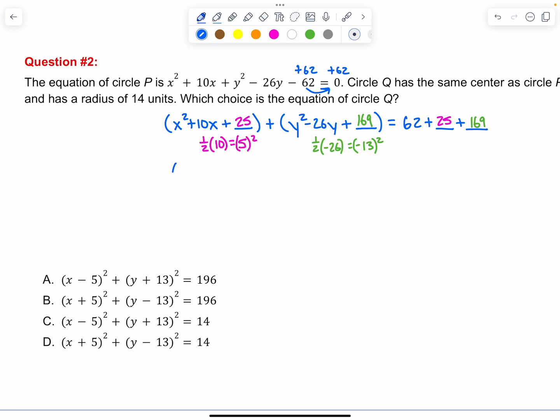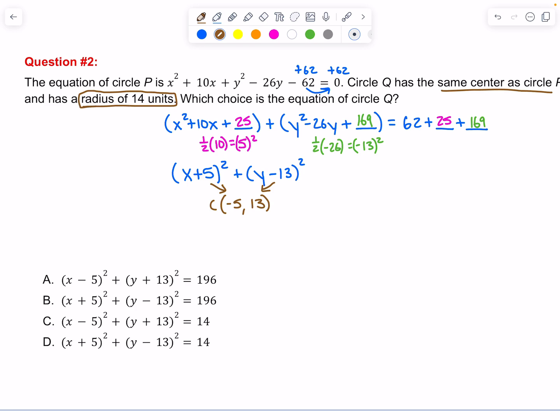But we are only interested in the center of this circle, so we don't have to do as much work this time. So let's rewrite it. Remember, you always take x, the same sign, and half of b. So x plus half of 10 is 5. And then y minus half of 26 is 13. And that helps us quickly get to the center, which will be negative 5 and positive 13. Remember to change those signs. And they told us that it had the same center, so that's really all we need from that equation. We don't need to finish the radius out because it told us we have a radius of 14 in our new circle. So now let's write out the new equation we need.